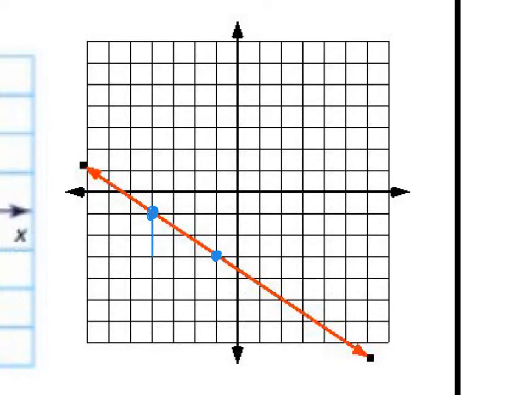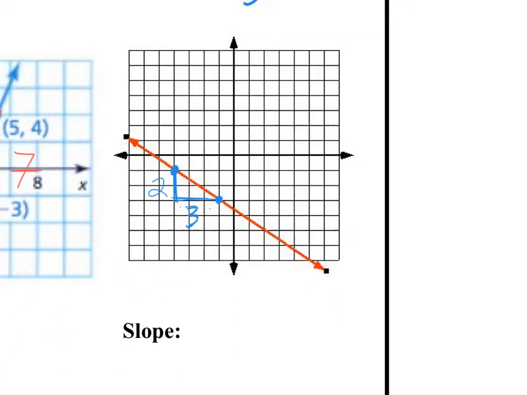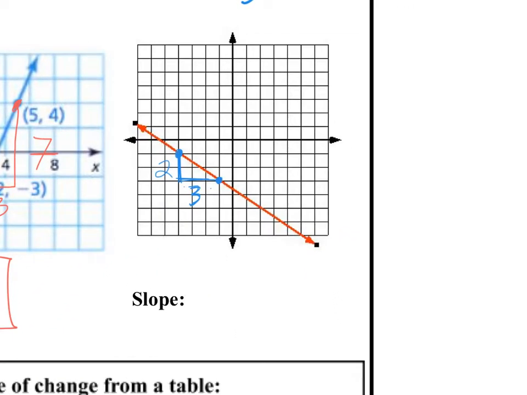Make a right triangle. What is your vertical change? How many squares? 2. There's 2 squares. So your vertical change is 2. How many horizontal squares? 3. So your rise over your run, or vertical over your horizontal change, is 2 over 3.